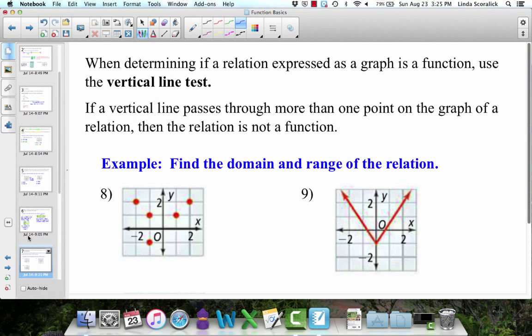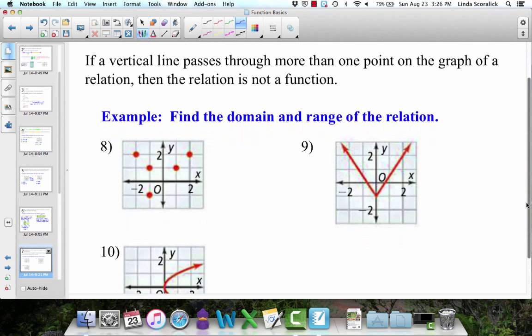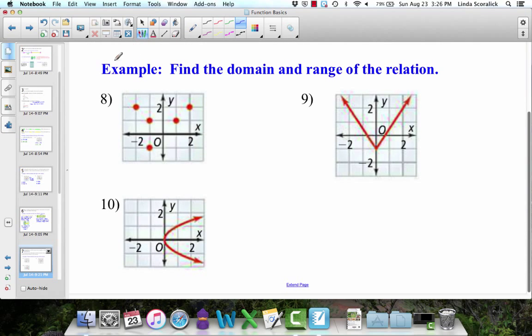When we're determining if a relation expressed as a graph is a function, we use a different type of approach. We're still looking really for those repeated x values, but because we have a more visual representation of the relation, we can use a different test. It's called the vertical line test. How it works is that if a vertical line passes through more than one point on the graph of a relation, then the relation is not a function. So what we want to do here in these examples is not actually find the domain and range. We want to determine if these are functions.